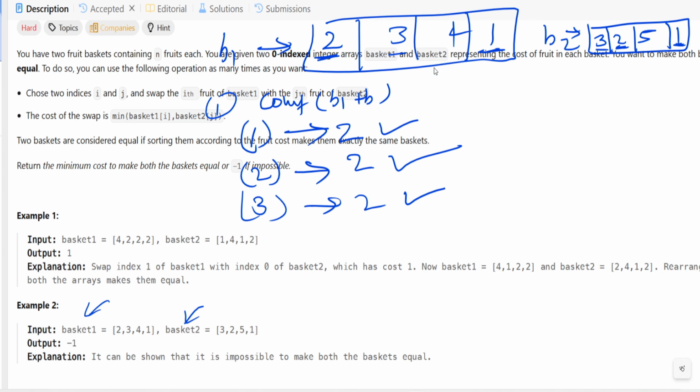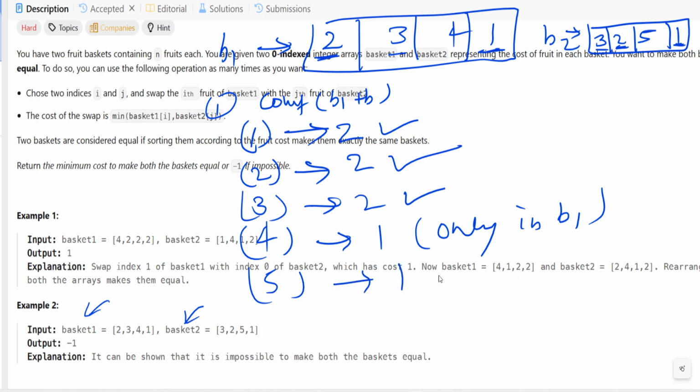Now coming to 4. 4 is coming 1 time. This is the problem, because we have it only in B1. One more is left, the 5. It is also 1, only in B2. So if you combine all these fruits individually and see the frequency of each fruit, you will observe this. These are fruit 1, fruit 2, fruit 3, fruit 4, and fruit 5, and these are their frequencies.